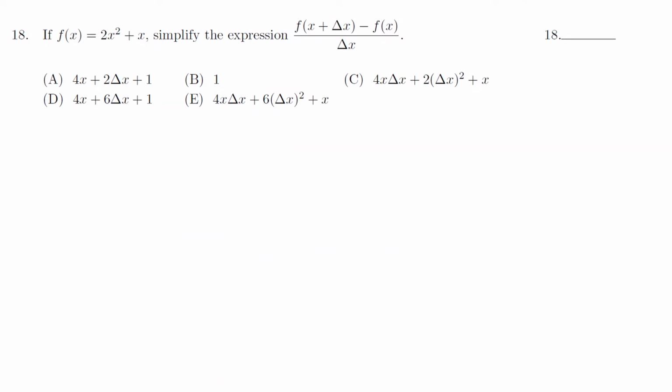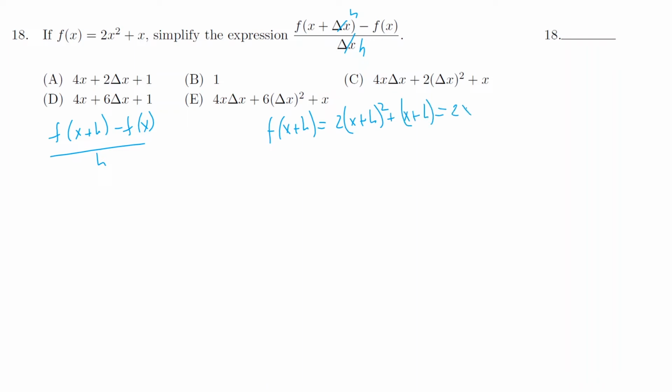Next. Here we have to simplify it. All right. So instead of delta x, let's just call it h for now, because otherwise it's too confusing. So we have to find f of x plus h minus f of x, over h. Delta x is too messy. So f of x plus h will equal 2 times x plus h squared plus x plus h. I'm just plugging that in. So that's going to be 2x squared plus 4xh plus 2h squared. And again, a bunch of tricks. So that's my f of x plus h.